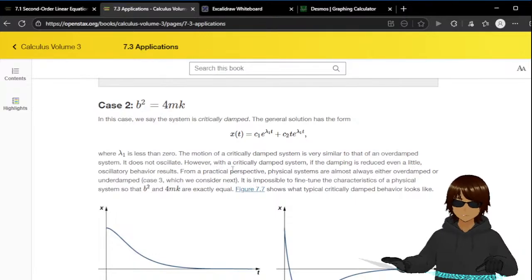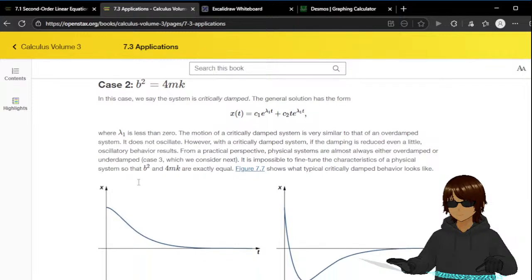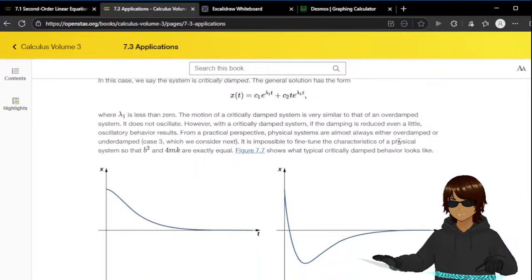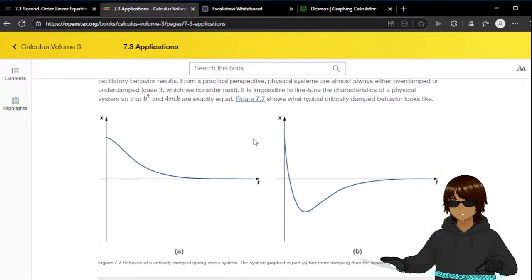From a practical perspective, physical systems are almost always either overdamped or underdamped. It is impossible to fine-tune the characteristics of a physical system so that b squared and 4mk are exactly equal. So, figure 7.7 shows what typically critically damped behavior looks like.